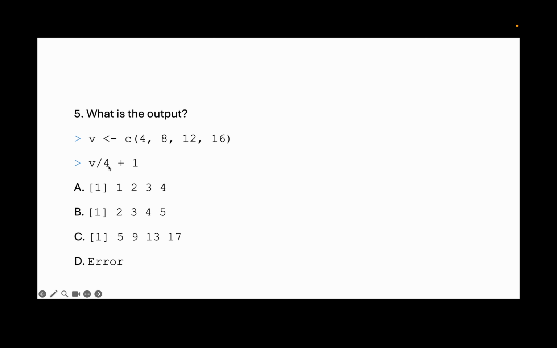Okay, so 4 divided by 4 is 1. After that, 1 will be added, so that is 2. After that, 8 divided by 4 is 2, plus 1 equals 3. Similarly, 12 divided by 4 plus 1, and 16 divided by 4 plus 1. So that will be 2, 3, 4 and 5.